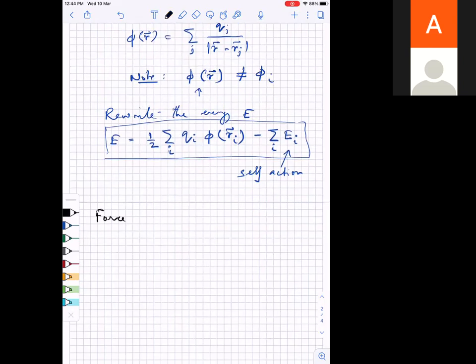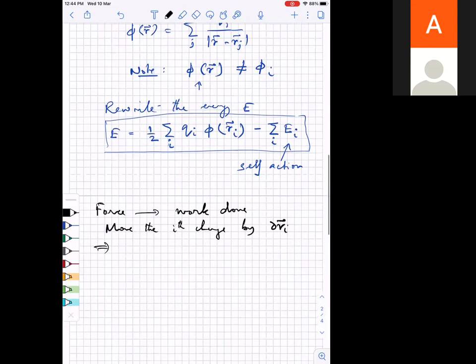So the force, we know, comes from the work done. So you move a charge, and the work is done with respect to the charge. That gives you an energy, and that's how you create the force. Okay. So let us move the ith charge by some small displacement, delta ri.